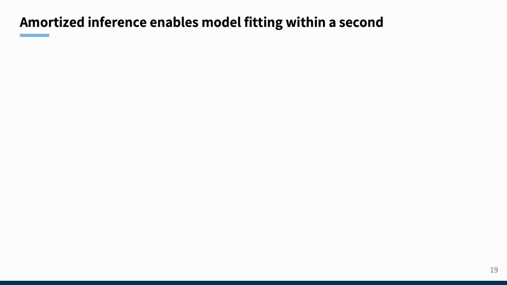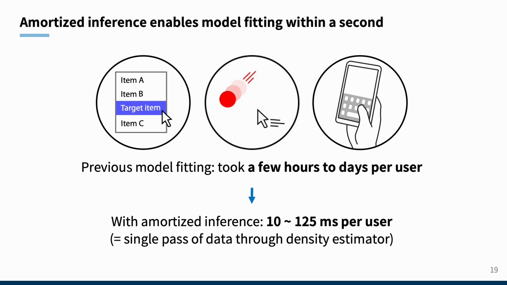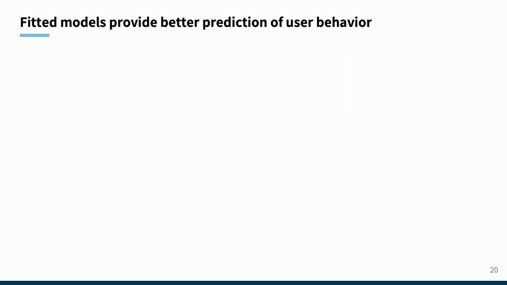Our research demonstrates that amortized inference can speed up the model fitting process to less than a second across all cases. Previous publications have reported that fitting each simulation model took hours or days with conventional inverse modeling methods. However, with amortized inference, fitting time is greatly reduced as it only requires a single pass of data through the density estimator. Second, the model fitted with amortized inference showed better prediction accuracy than the previous approach in all cases.